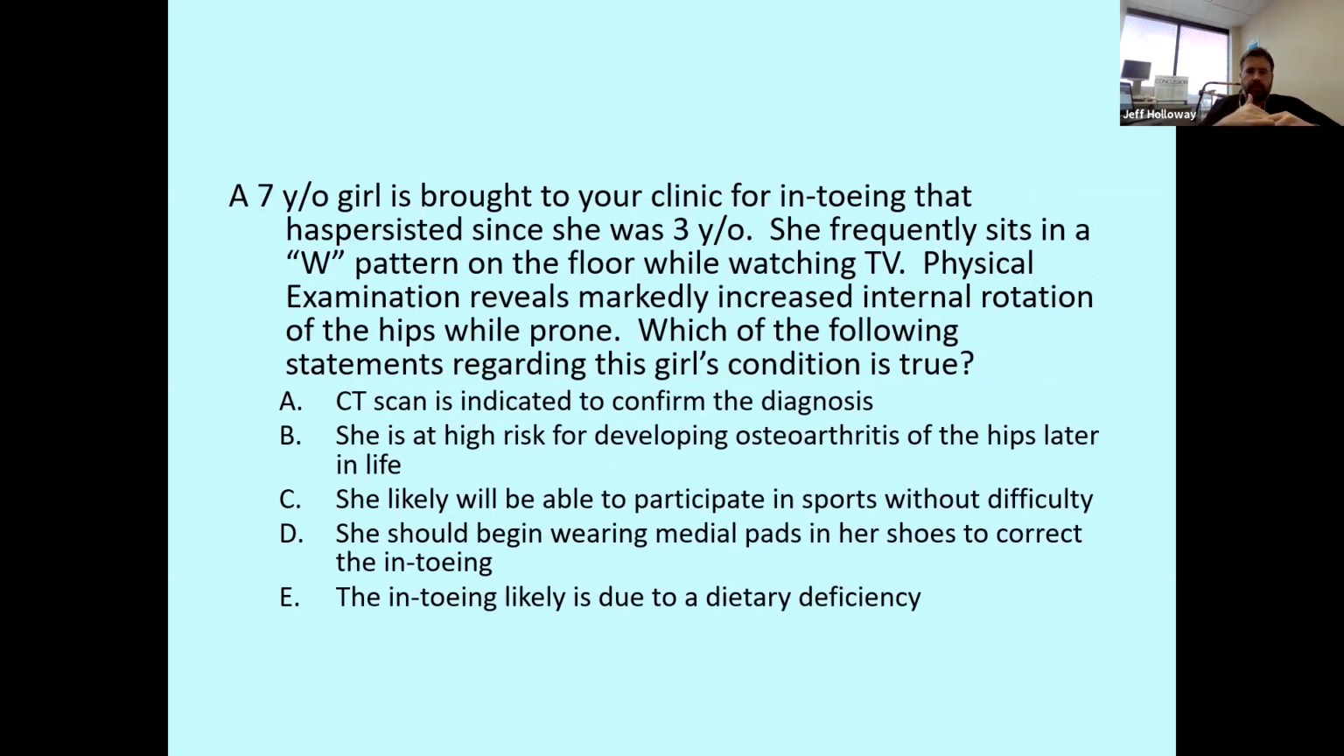And then I think the last one is a 7-year-old that, again, has intoing. This is where it's been going on. She sits in that W pattern. This is where you're happy, because you're like, oh, I know this one. This is the hip. Well, they don't want you to just say that; they're going to ask you what femoral anteversion is, where you have to know what's true about that condition, right? So this is where you try to think through that normal condition.